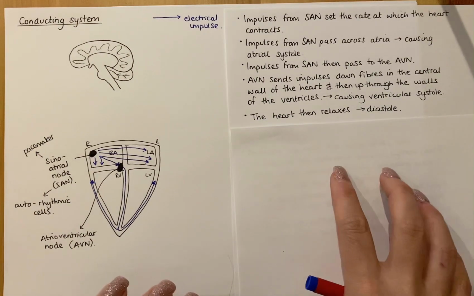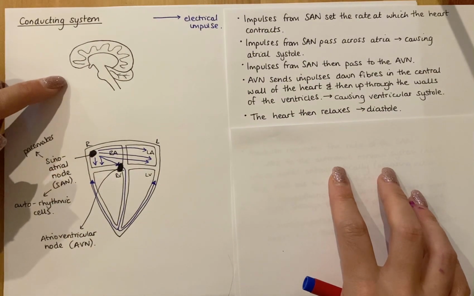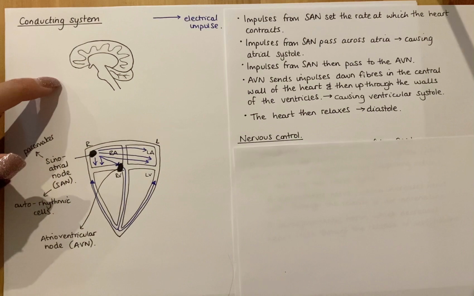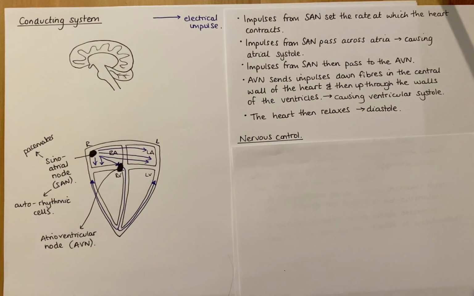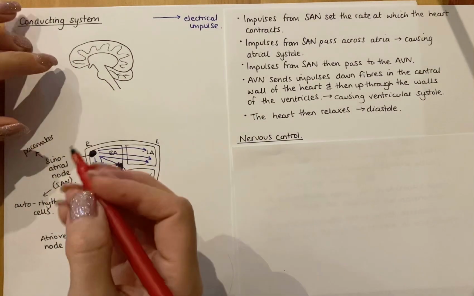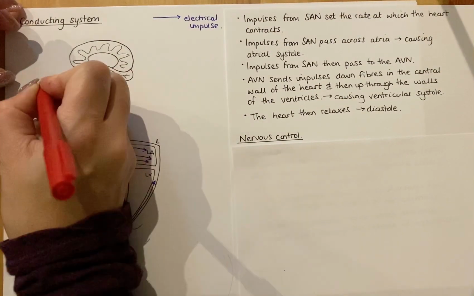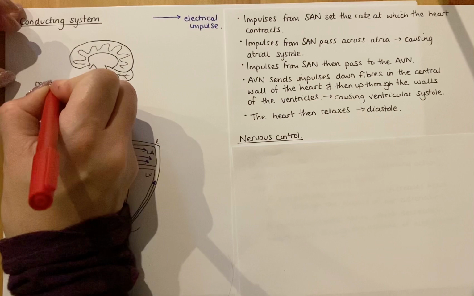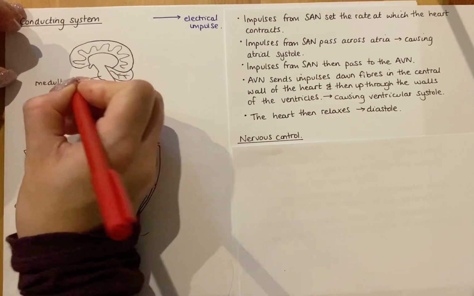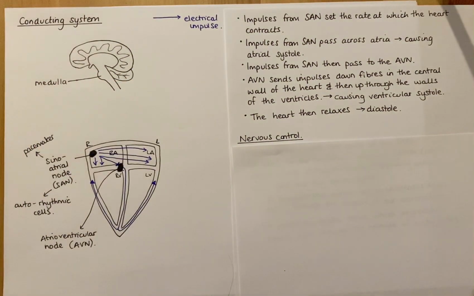Now from National 5 you'll also know that the brain is involved in regulating the heart rate, and that's what's called the nervous control of the heartbeat. There's a particular part of the brain involved in this. If you think about the structure of the heart, this here would be your medulla. From National 5 you know that that is the part that controls the heart rate, and controls breathing rate and other stuff like that as well. That medulla will regulate the rate of the SAN, and cause it to increase or decrease.